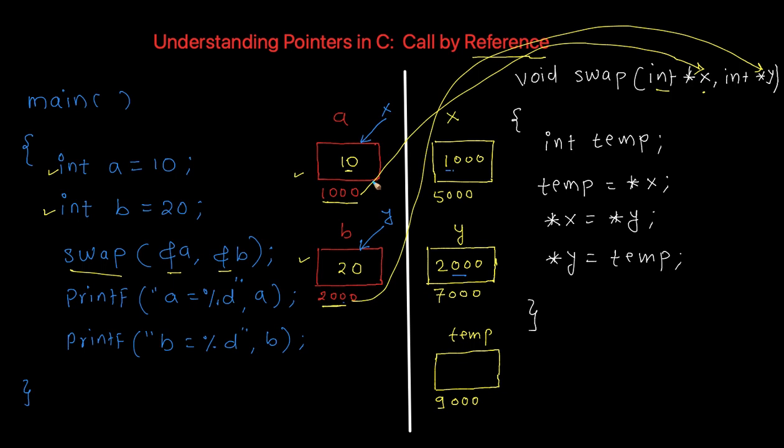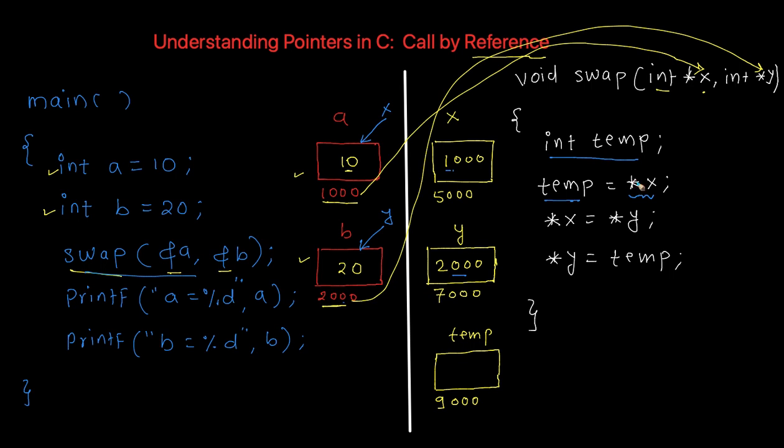Okay, so now let's execute this swap function. As we have this call, our program control will go here and will execute this swap function. So these addresses will be copied in x and y. Now we have a third variable here, a temporary variable, temp, at memory location 9000. Now in temp we'll store the value at address x. So temp is equal to the value at address x, right?